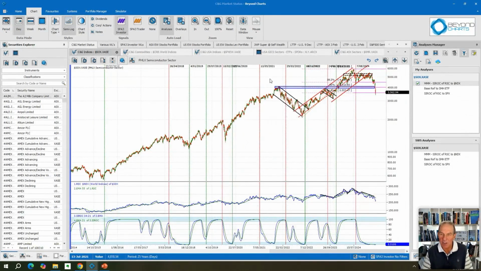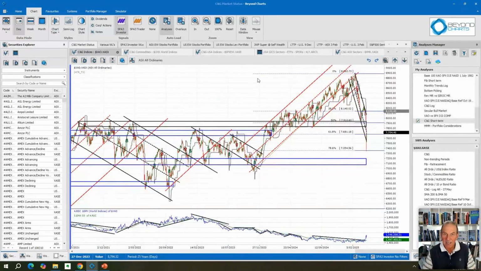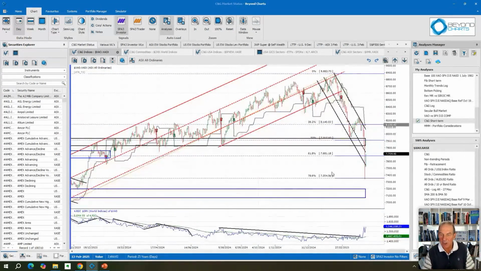The SOX, which is the semiconductor index, is also down at 61.8. It's underperforming the NASDAQ 100, which in turn is underperforming the S&P 500. There was the risk-off signal all the way back there from a relative perspective. And here is the XAO, and this will be the last chart that I'll look at. We'll have a look at gold and Bitcoin quickly, and then we'll go to questions.